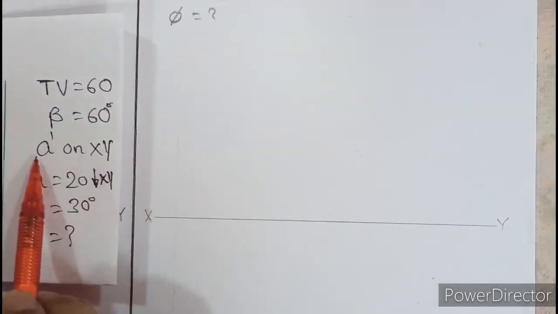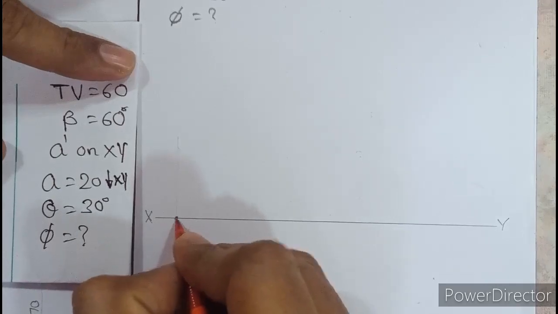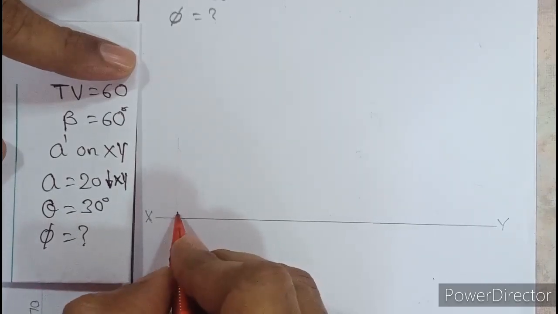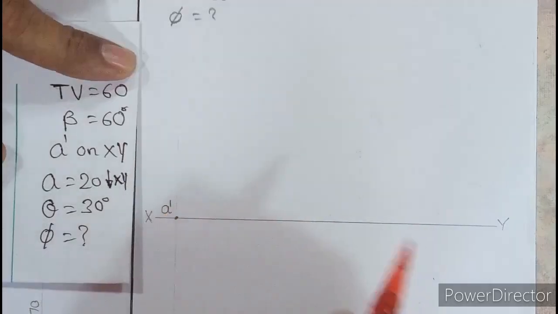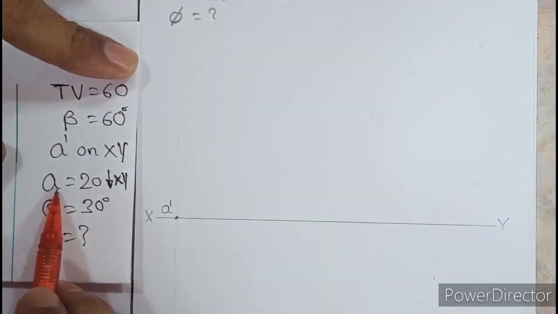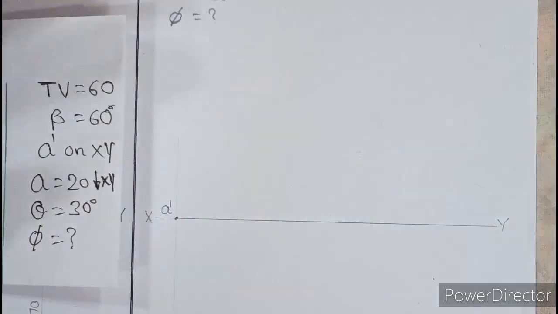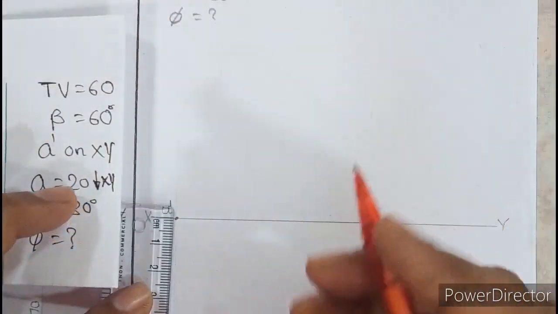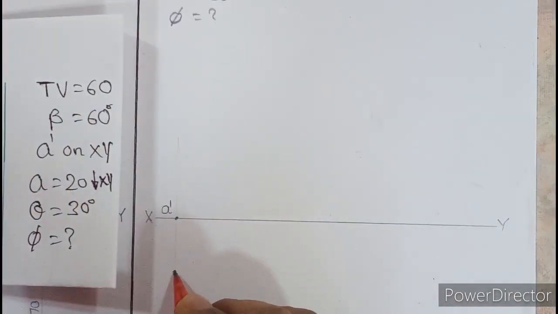Okay, so here is mentioned A dash on xy. So wherever the xy intersects the projector, name that point as A dash. So write A dash above and on the left side. Now the next position data is A equal to 20 below xy. So we need to come down by 20 from xy. So from xy, we will come down by 20 and mark a point.